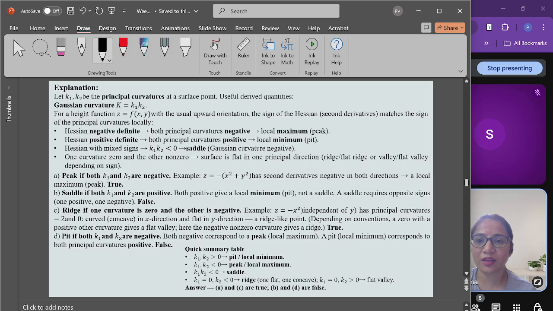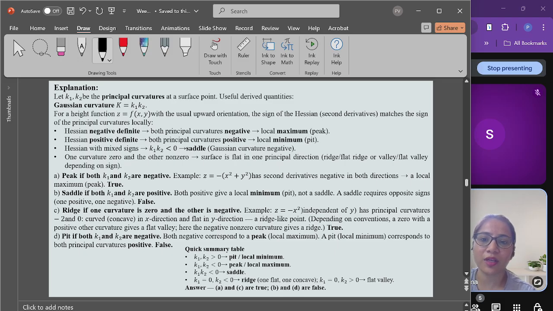The question is: let K1 and K2 be the principal curvatures of the surface at a point, used to quantify, let's say, the Gaussian curvature. For a height function, let's say z equals f(x, y), with the usual upward orientation, the sign of the Hessian, that is the second derivative, matches the sign of the principal curvatures locally. So if the Hessian is negative definite, both principal curvatures are negative, and that is a local maxima, a peak.